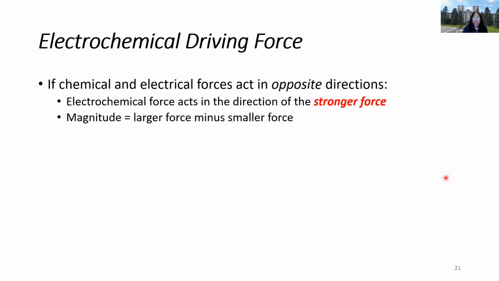Now, here's where things get a little bit more tricky. If the chemical force and the electrical force are in opposite directions, what we're going to have to do is determine the direction of the stronger force. So now we're going to have to figure out which of these two forces is actually stronger, which has a bigger magnitude. That will be the overall direction. Now, in order to get the value of that magnitude, we're going to subtract the smaller force, or the weaker force, from the larger force. And as you can already imagine, that would be a smaller number, right? That magnitude would be smaller since we have to do some subtracting. We subtract the weaker force from the larger force, and then the overall direction would be that of the stronger force.